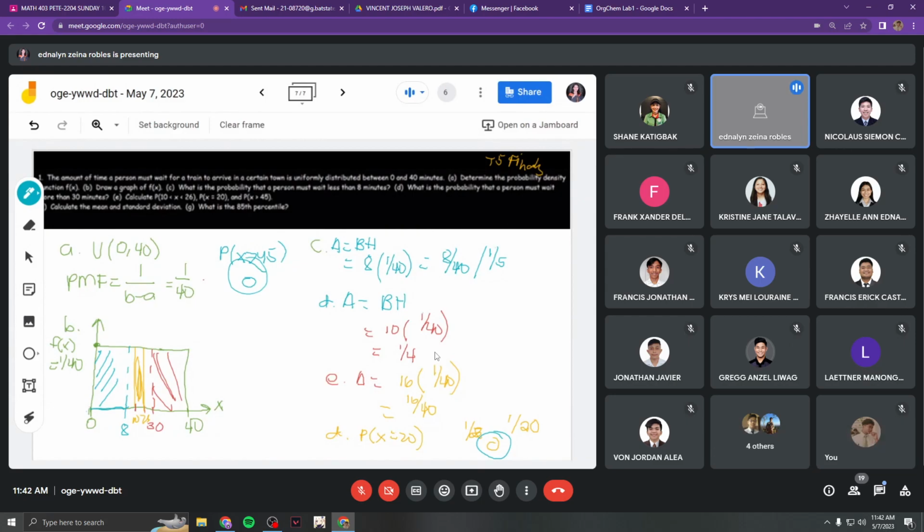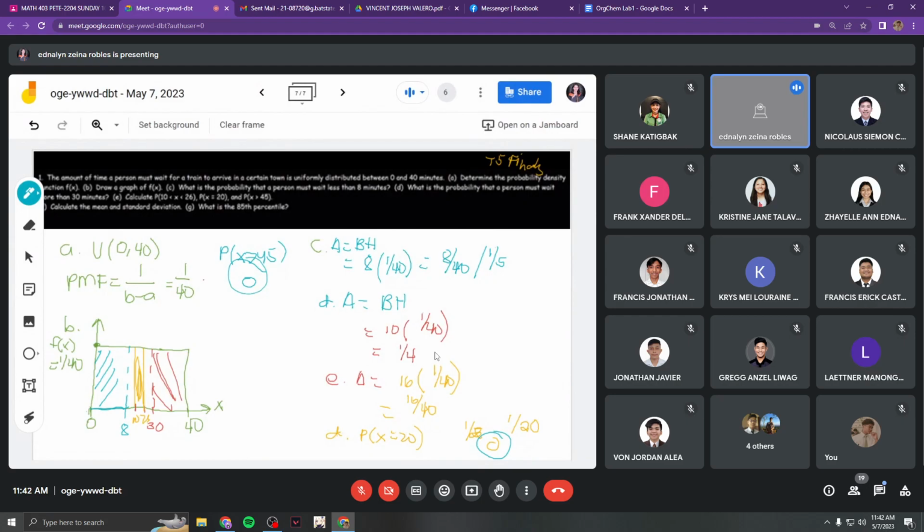Why 0? Because sabi natin, f of x is constant all throughout the range on our set. But the range includes 0 to 40 only. And what is asked is the probability if it is greater than 45. And 45 is not part of the range. Meaning to say the probability we can get is 0.